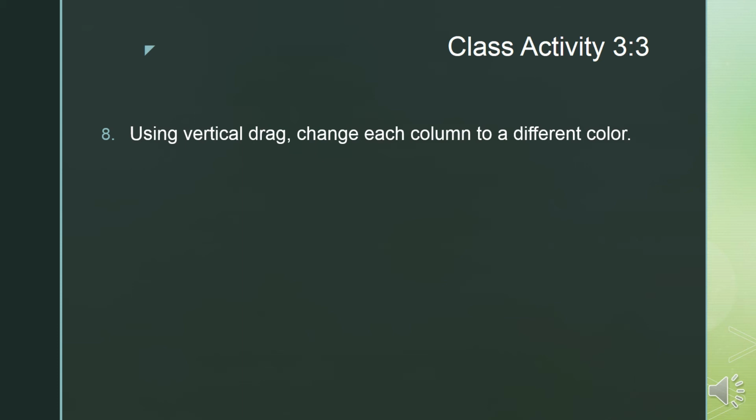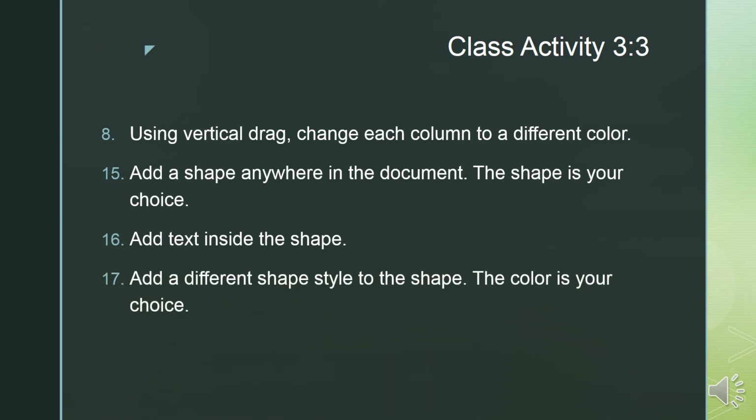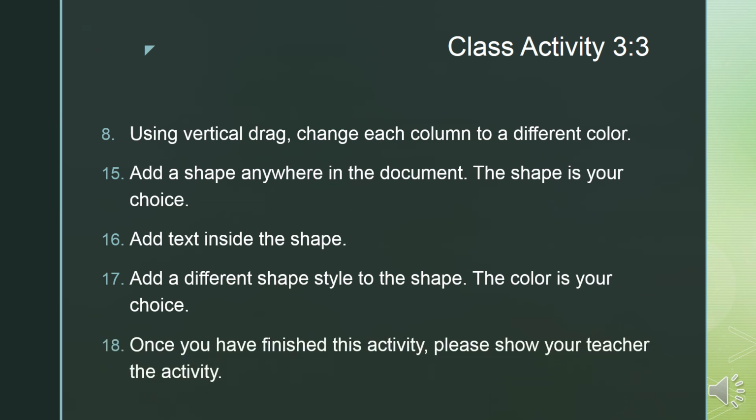Using vertical drag, change each column to a different color. Add a shape anywhere in the document. The shape is your choice. Add text inside the shape. Add a different shape style to the shape. The color is your choice. Once you have finished this activity, please show your teacher the activity.